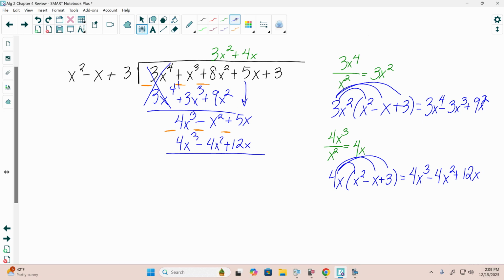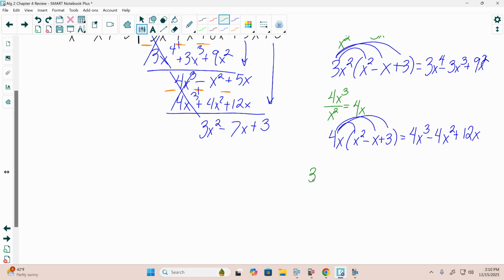All right, guys, focus. Then we subtract 4x cubed minus 4x cubed. 4 minus 4 is 0. Negative x squared minus negative 4x squared. Well, the negative and negative make a positive, so negative x squared plus 4x squared, negative 1 plus 4 is 3x squared. 5x minus 12x, 5 minus 12 is negative 7. And lastly, we bring down the plus 3, so we've got to do this one last time.